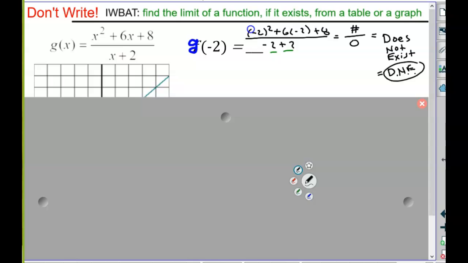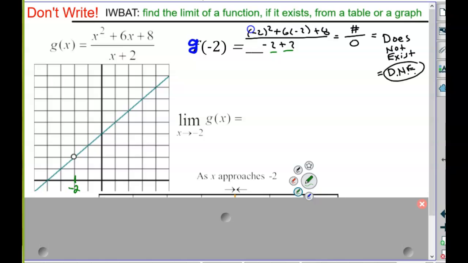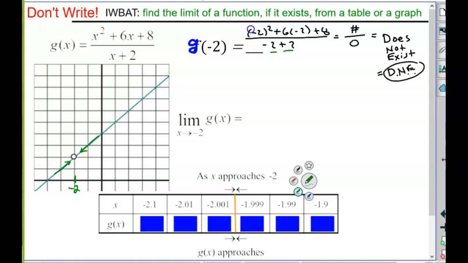Well, does the limit exist? Let's think of this from a graphical standpoint. If I look at this limit, here's my function g, and g is the line that's given. This says as x approaches -2. Well, we have to first figure out where -2 is on my graph. As I approach it from the left and I approach it from the right, are those headed in the same direction? Which means the limit is going to exist. But we can confirm that with the table.